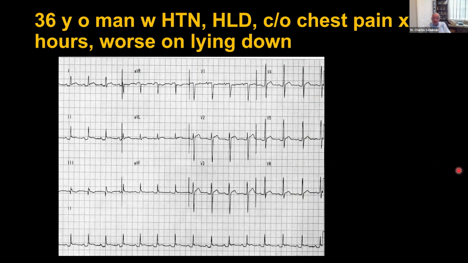Here's a 36-year-old man with hypertension and hyperlipidemia who complained of chest pain for 3 hours, which was worse while lying down. And what you see is diffuse ST elevations in leads 1, 2, not so much in 3, AVL, V2, V3, V4, V5, V6. They don't really follow one of the patterns that I've pointed out, consistent with acute myocardial infarction.